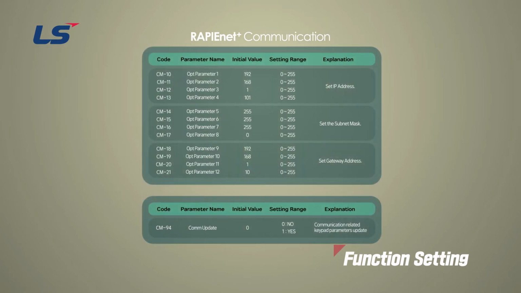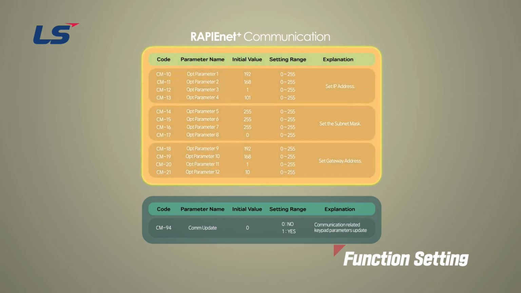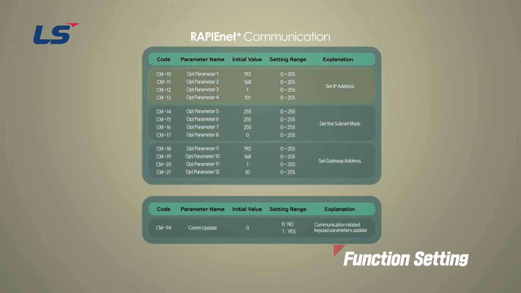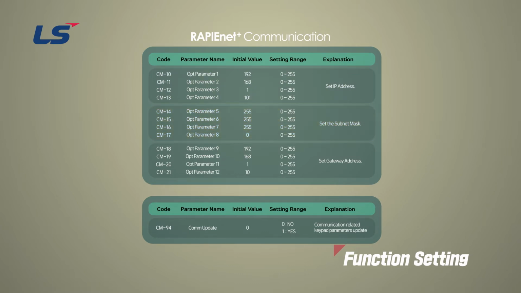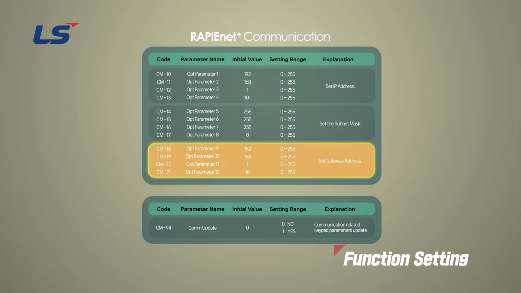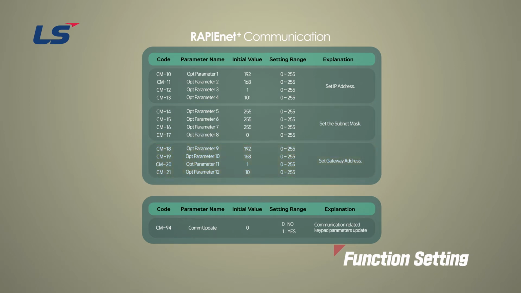Next, let's see how to set the IP address of the inverter. Since RAPIEnet is Ethernet-based communication, it must be connected to the same IP network as the host controller for communication. Therefore, it must be set to the same address as the IP address of the host controller, and the CM group number 10 to 13 is the IP address, 14 to 17 is the subnet mask, and 18 to 21 is the gateway address. After setting, set CM group 94 to Yes in the same way to save the changes.